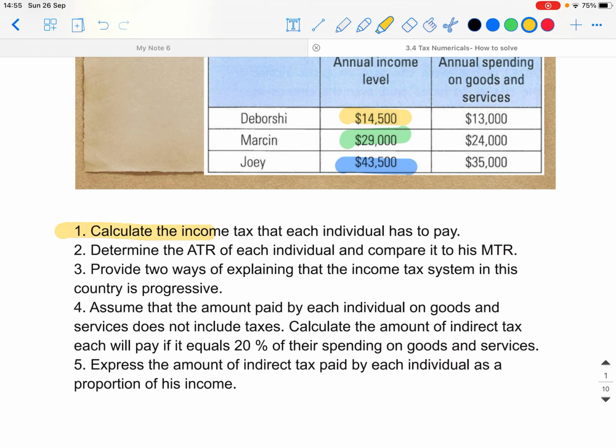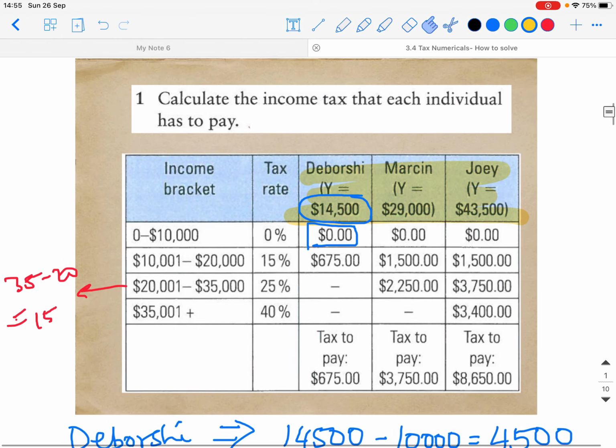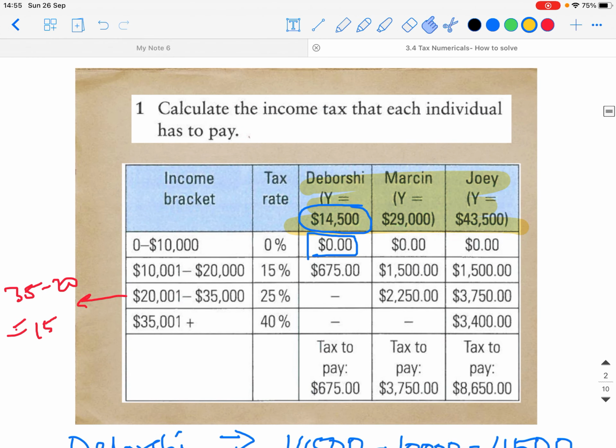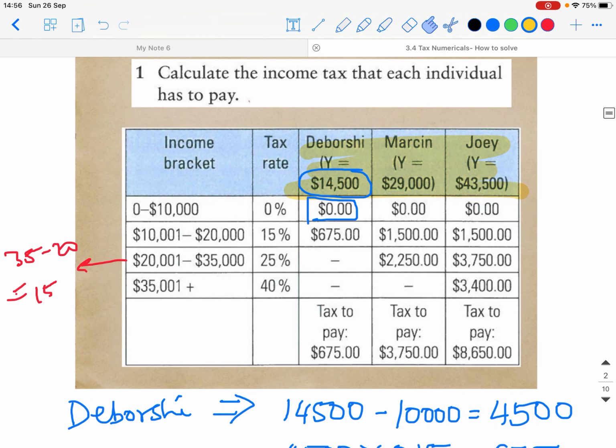The first question is asking us to calculate the income tax that each individual has to pay. So how do we do that? The best way to solve this question is to draw a table like this, in which you are putting in columns like income bracket, tax rate, and then the incomes of the 3 individuals that you're asked to calculate for. Those are the headings of your table. And then under income bracket, you're just copying down what was given to you in the question and the tax rate. So starting off with the first, the income is 14,500.